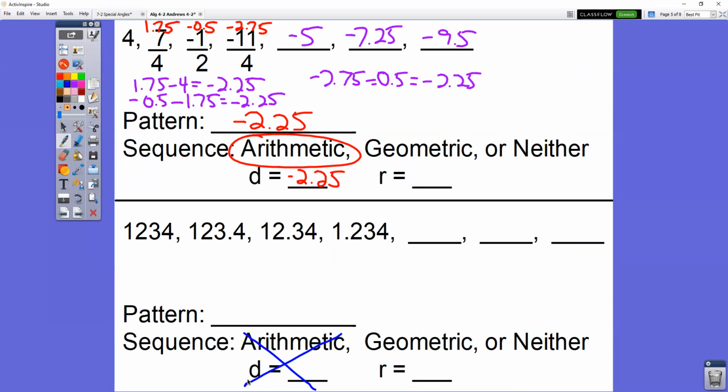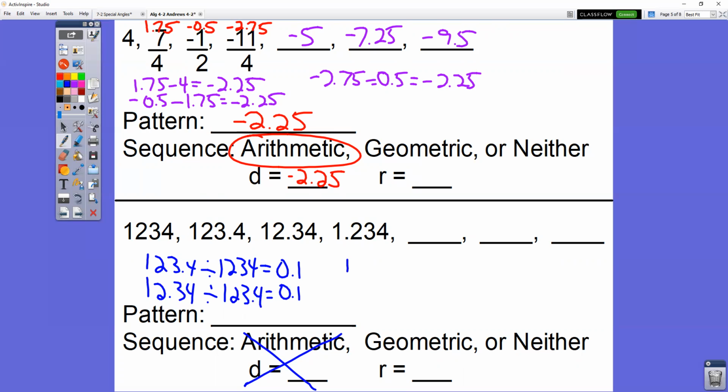So I can't tell what I'm multiplying by. I can see that my decimal point is moving each time. Well, what's causing that decimal point to move is multiplying. Take and divide the numbers going backwards. So take your 123.4 and divide it by 1,234. You actually get 0.1. Take the 1234 and divide it by 123.4.